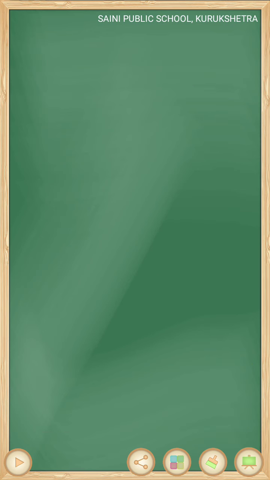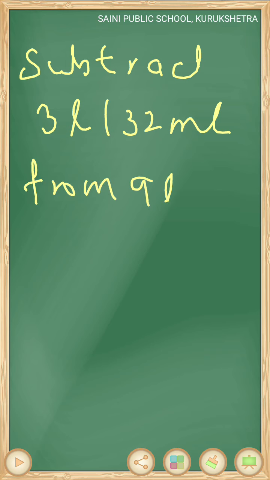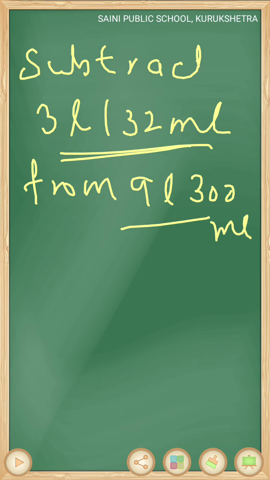Okay, let us discuss one more example. Suppose the question is subtract 3 liter 132 milliliter from 9 liter and 300 milliliter. Now in this question you can see there are two numbers, 3 liter 132 milliliter and 9 liter 300 milliliter. So again first of all we will write units, liter and milliliter.